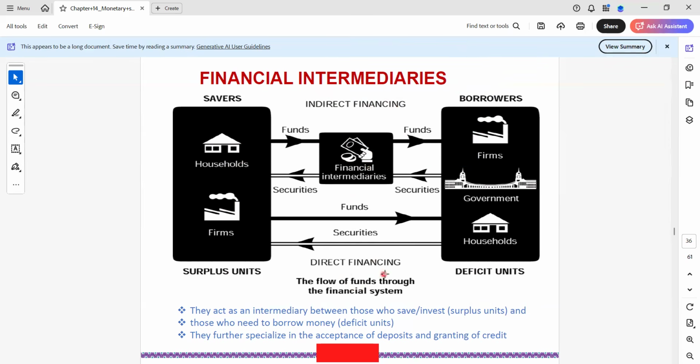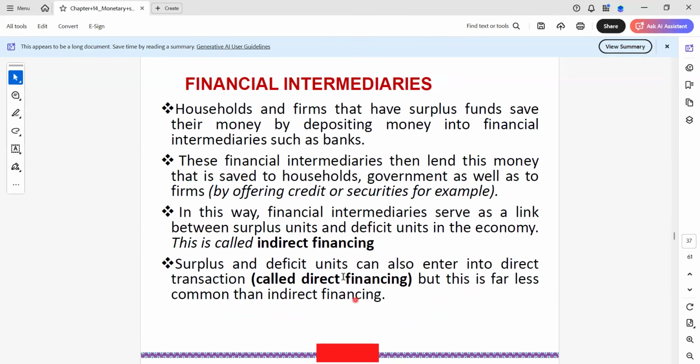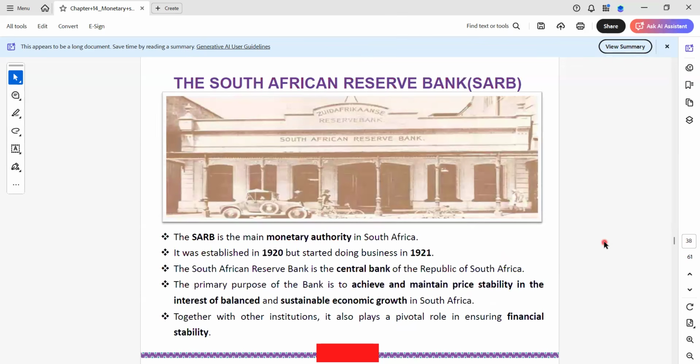And then direct financing is where those with surplus units interact with those that have deficit units, or provide finance to those with deficit units. That is the term they use when they say they can enter into a direct transaction, where those with surplus and deficit units enter into a direct transaction.